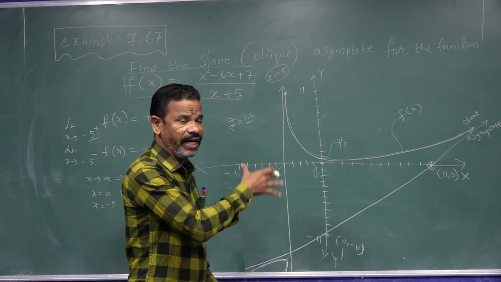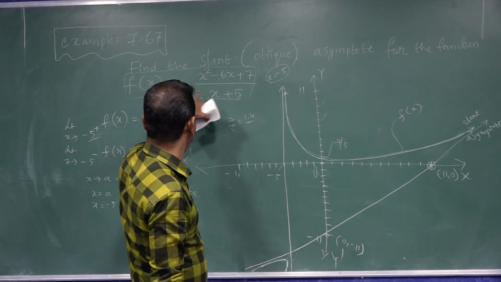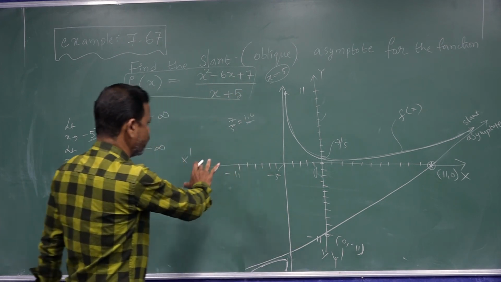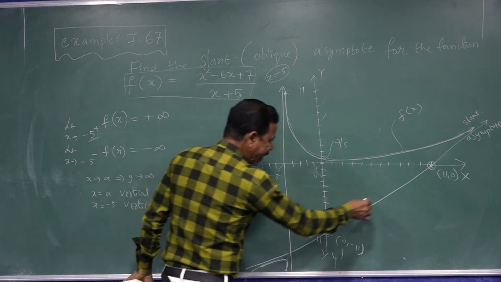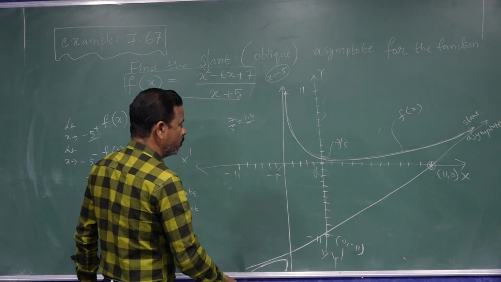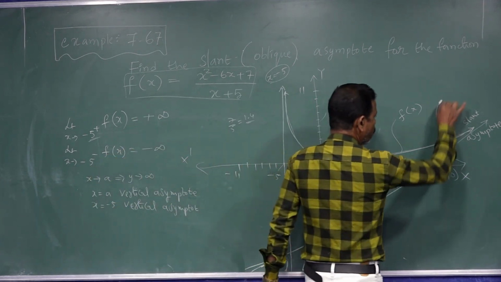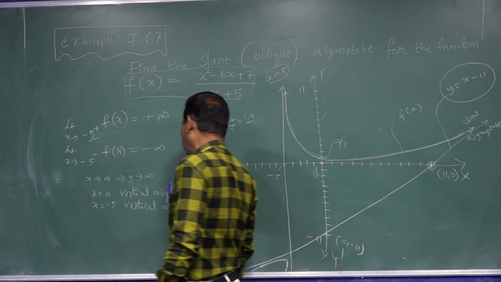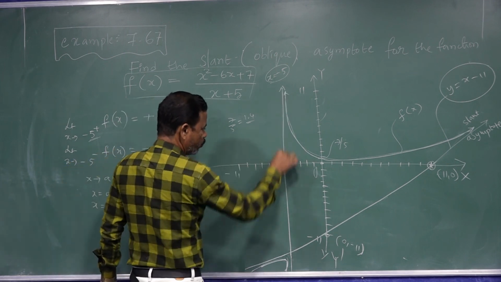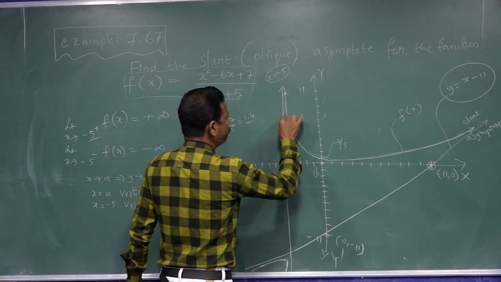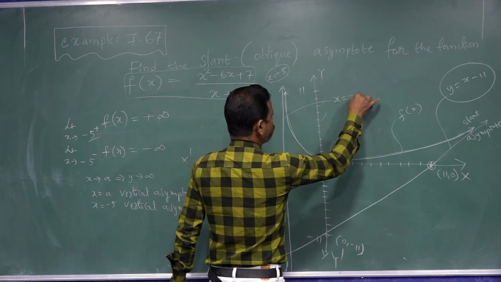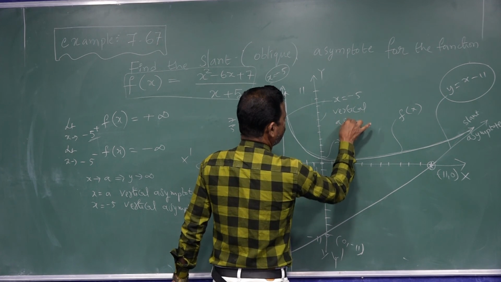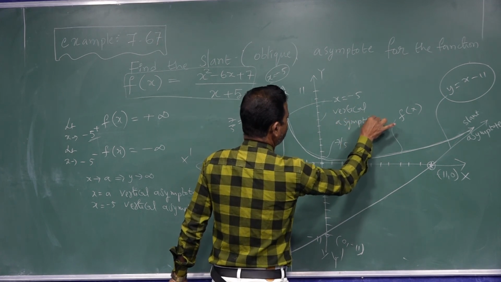Anyhow, this is a rough diagram for this problem, f of x is equal to x square minus 6x plus 7 by x plus 5. For this, the slant asymptote is y is equal to x minus 11. This is the one slant asymptote. x is equal to minus 5 is the vertical asymptote. Okay.